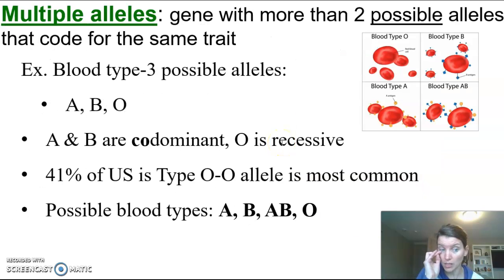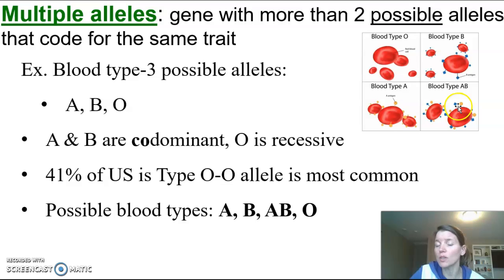Multiple alleles, and we'll get into talking about blood types here now. Multiple alleles are occurring when you have more than 2 possible alleles for the exact same trait. So we use blood type as a common example of this type of allele system because it's very common. You have 4 different types of blood. You have O blood, B blood, A blood, and AB blood.